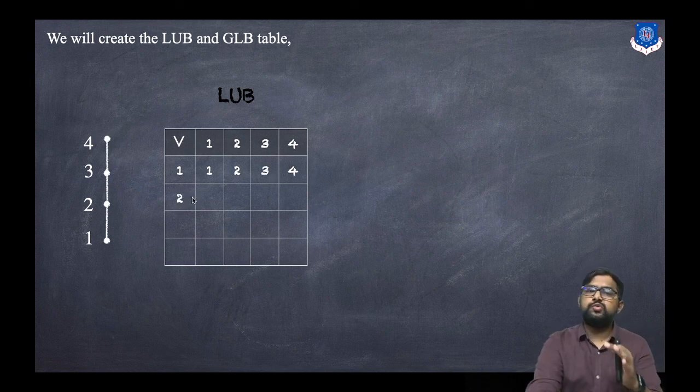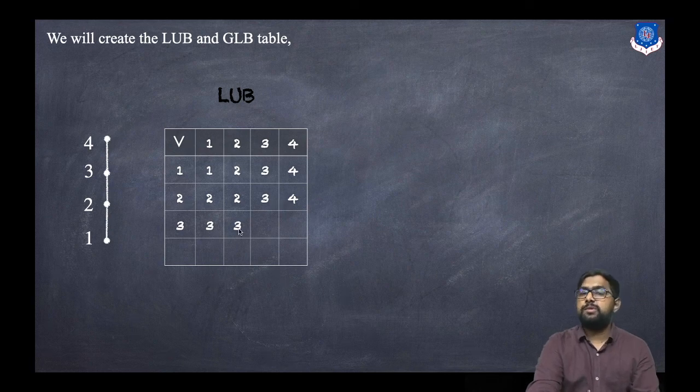Now for 2. 2 and 1: in 1, 2 it was 2, so it will be 2. Now 2 and 2, as it is the same point, it will be 2. Now 2 and 3, that means it will be 3. And 2 and 4, the least upper bound will be 4. Then 3. Now 3 and 1: in 1 and 3 it was 3, so it will be 3. Now 3, 2: in 2, 3 it was 3, so it will be 3. Now 3, 3, as it is the same point, it will be 3. And 3 and 4, the upper bound will be 4.